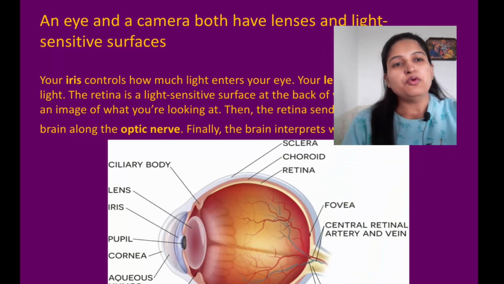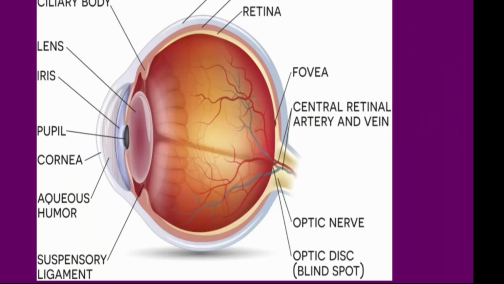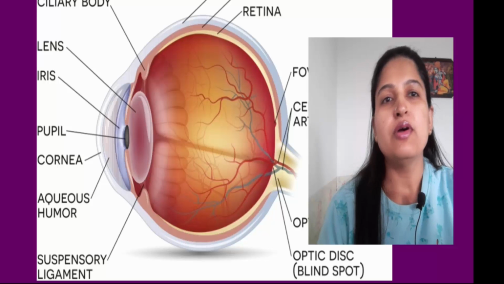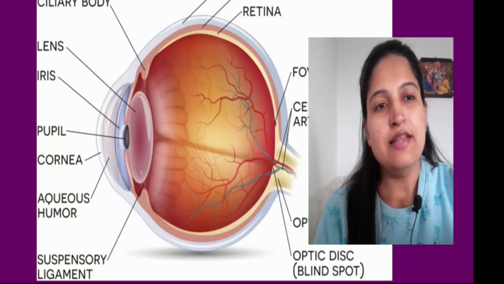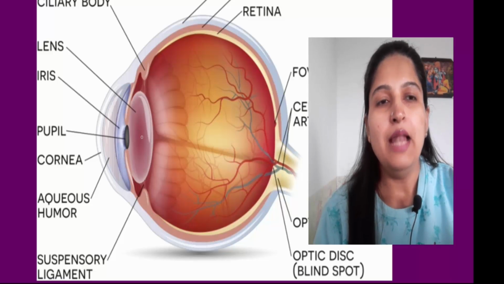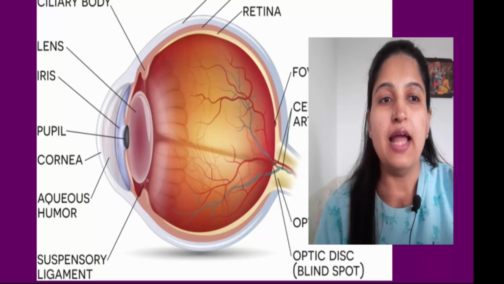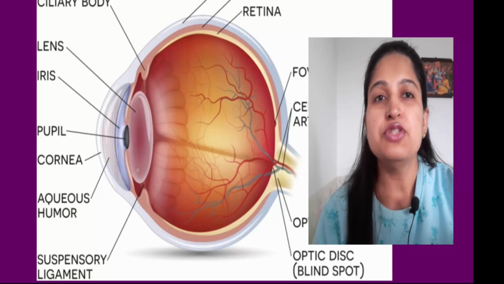Fine. So your iris controls how much light enters your eyes. There is a portion, which I have discussed earlier, known as iris. This brown portion you have studied earlier. Your lens helps focus the light. Here you can see this is the lens of our eyes. It is made up of a transparent material. So this lens helps us to focus on any object, and the ciliary muscles or ciliary ligaments help us to change our focus.